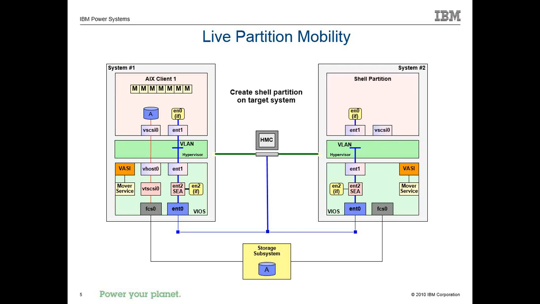And then on the right, once we get everything validated, we'll actually create a shell partition on the destination server, and it's going to have the exact same name as the partition on the left. It's not running over there, but if you went off to the HMC and brought up a view of the destination server, you would now see this shell partition. And once we start going, it's going to be in a state of migrating.